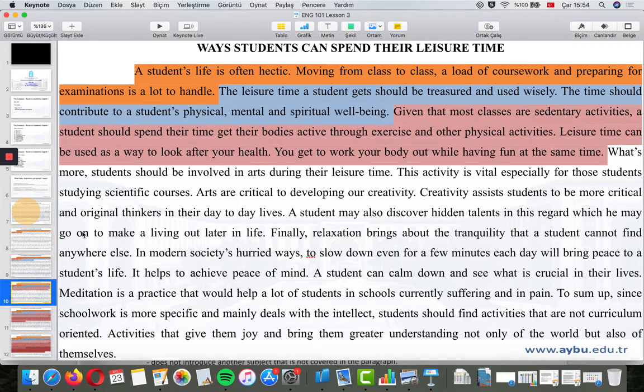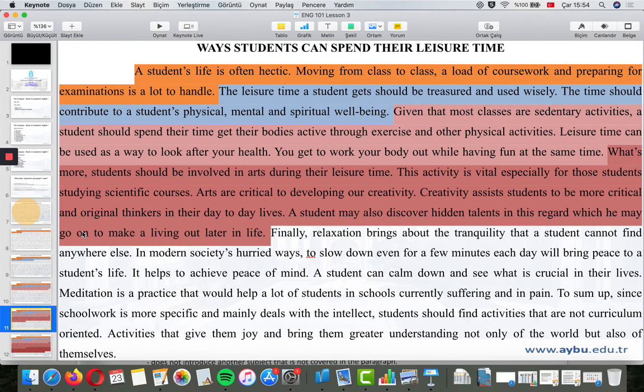Let's move on. Given that most classes are sedentary activities, which means you sit, students should spend their time to get their bodies active through exercise and other physical activities. Leisure time can be used as a way to look after your health. Now, here in this part, it talks about the first major support, physical well-being.